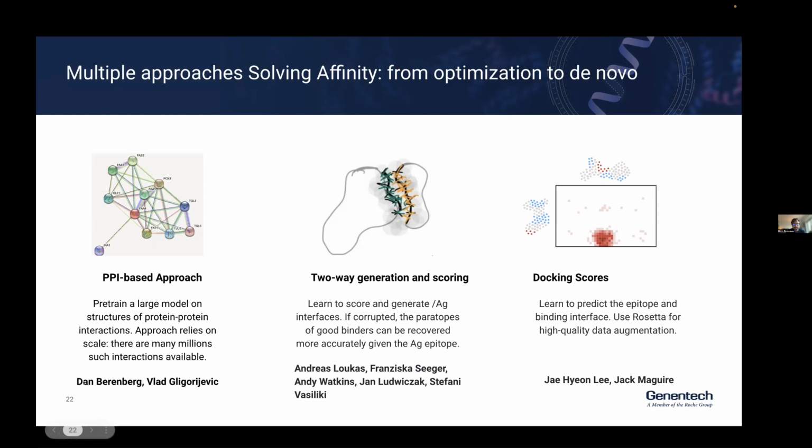And that's being led by Dan Berenberg, Vlad Grigorovich, and a few other people. Kyung Young is getting involved in this as well, and this is all very exciting.